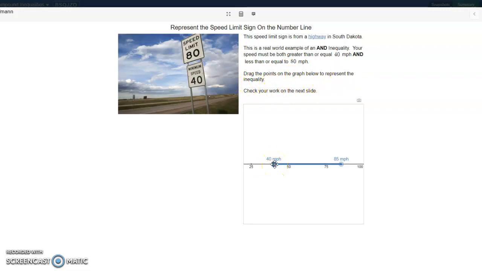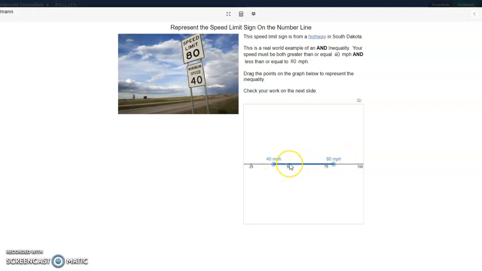So look, I have to be greater than 40, from here on to infinity, right? So 40 and greater. And then I also have to be less than 80. So I'm going to drag this to 80. Now my speed is going to be between 40 and 80.